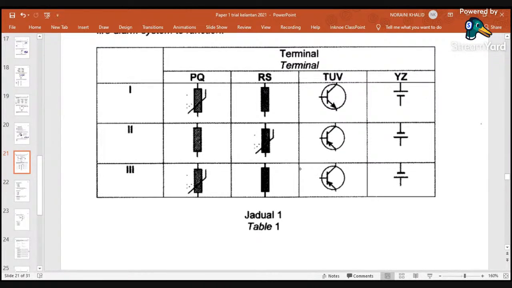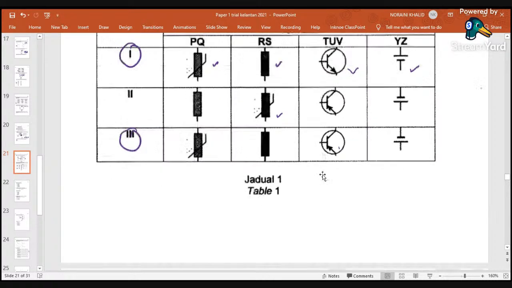Okay, so we have PQ thermistor, RS one resistor, TUB NPN transistor, and YZ battery. This one is correct. And then 2 is wrong. It's a wrong connection. And then the third one is also correct. This one uses NPN, this one PNP. Okay? So the answer is 1 and 3.